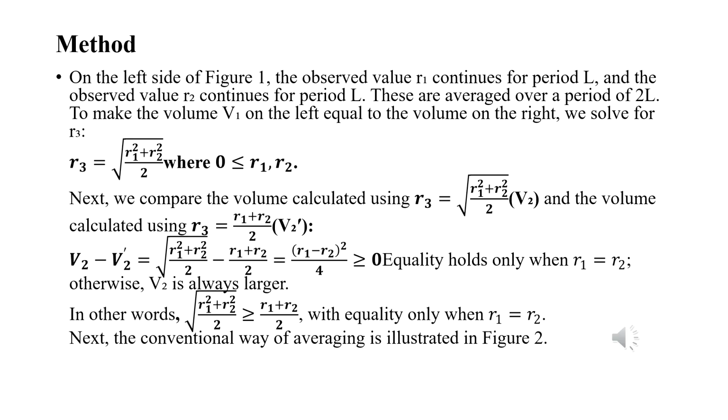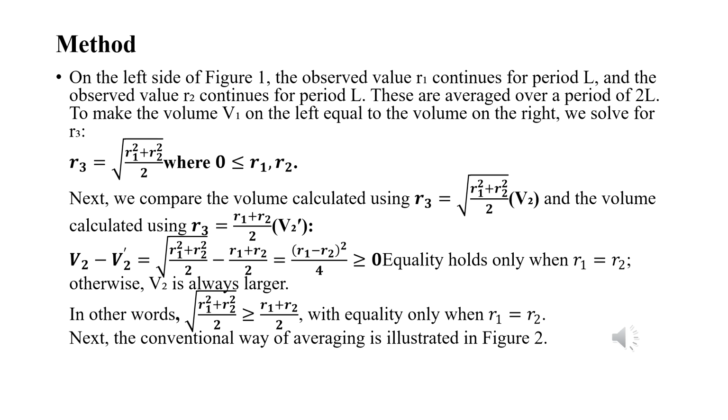Method: on the left side of figure 1, the observed value R1 continues for period L, and the observed value R2 continues for period L. These are averaged over a period of 2L. To make the volume V on the left equal to the volume on the right, we solve for R3. R3 equals R1 plus R2, divided by 2, times V2 prime, where R1 is greater than or equal to 0, and R2 is greater than or equal to 0.